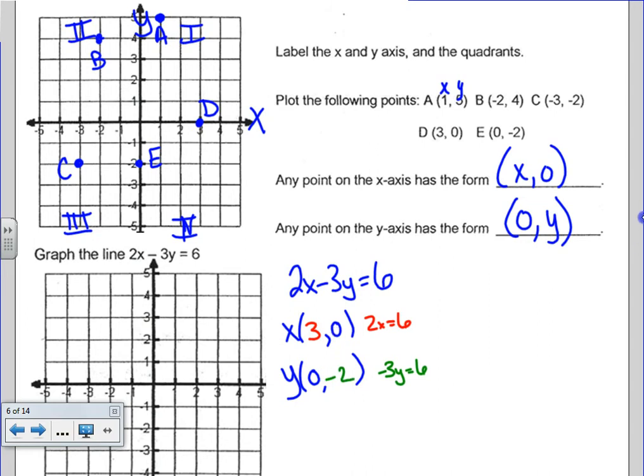And now I can quickly graph these. (3, 0) is right here, and then (0, -2) is right here. And then, ooh, pretend that's a straight line. It's a little hard to graph on the tablet. That's what my line looks like.